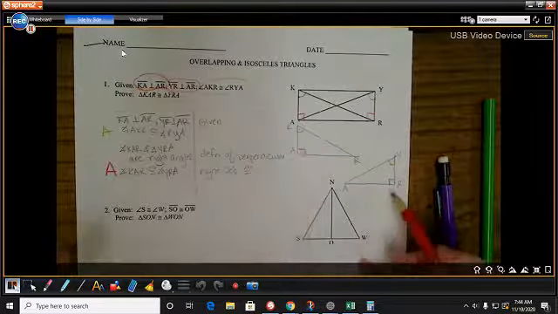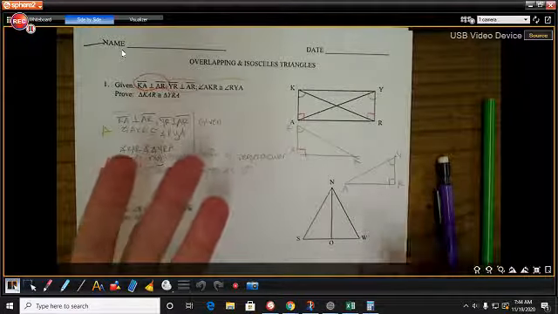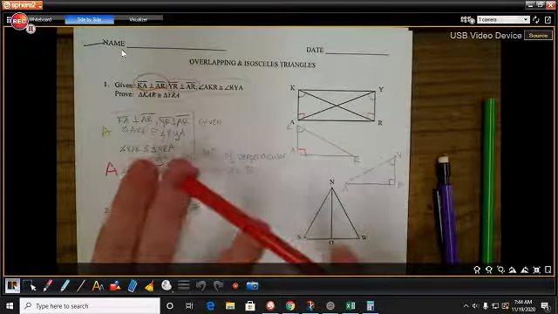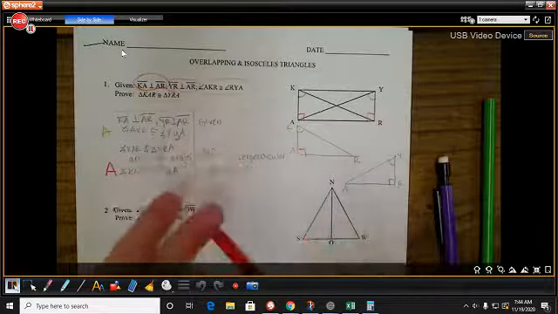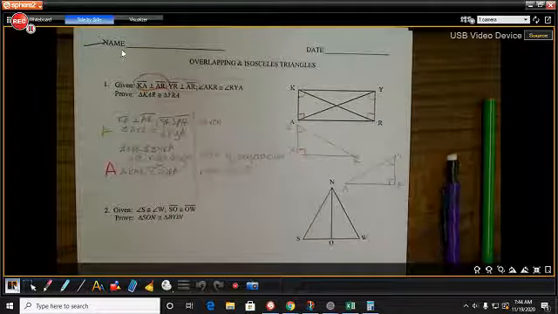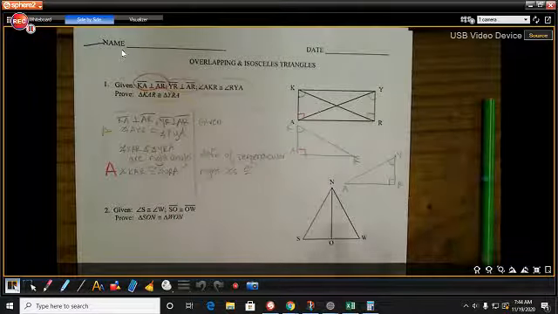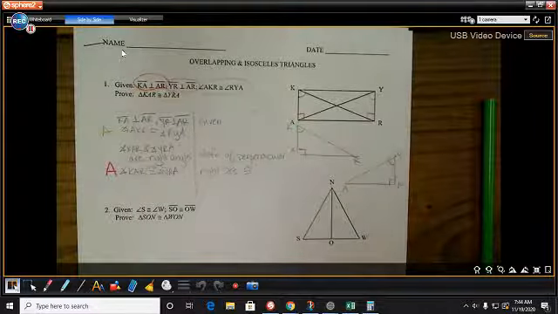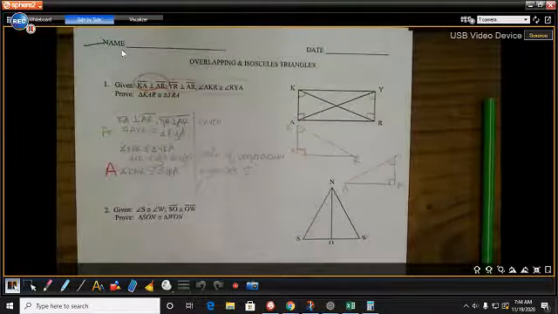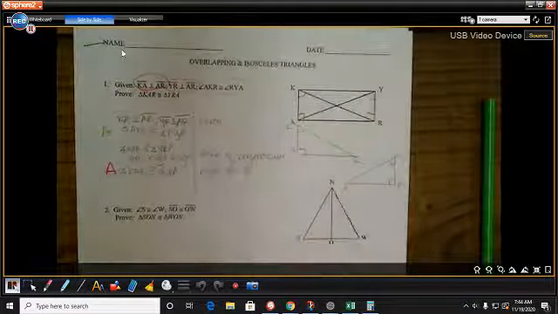And so thinking about my three-letter congruency schemes, I know that if I have angle, angle, I either need to have angle, side, angle, or I need to have angle, angle, side. I can't use angle, angle, angle because that one does not prove congruence. So I need to look for a side that could possibly be congruent.